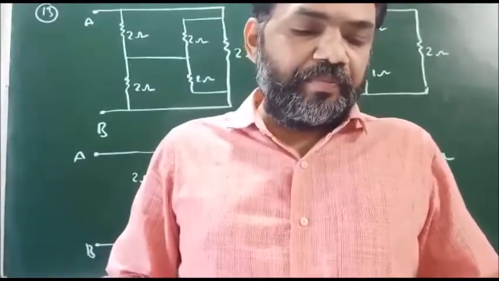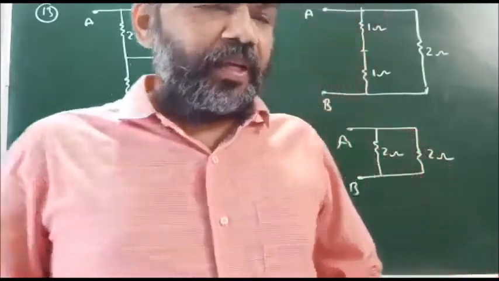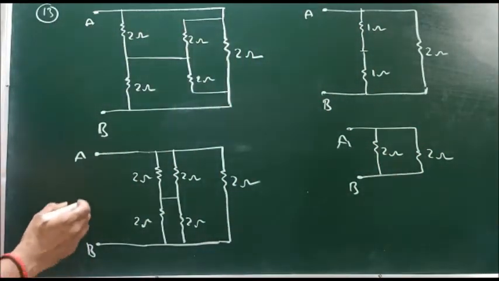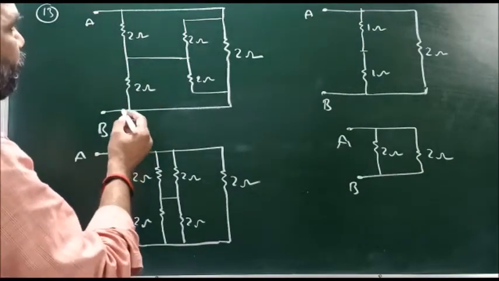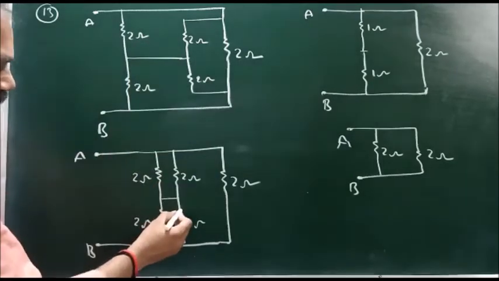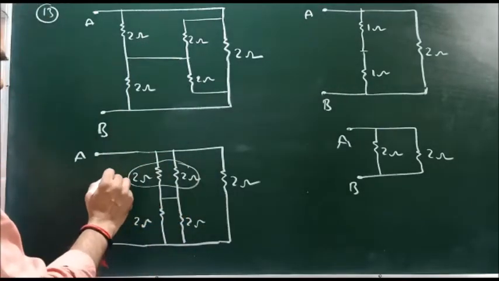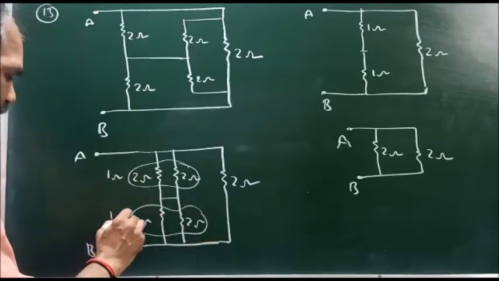Question number 13. Find the equivalent resistance across A and B. In the given circuit, they require the effective resistance between A and B. This is the given circuit. In this case, clearly we observe this circuit can be rewritten like this. Here these 2 ohm resistors are present in parallel combination, their effective is 1 ohm. Here also these two are present in parallel combination, their effective is 1 ohm.